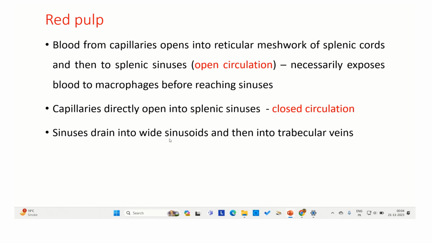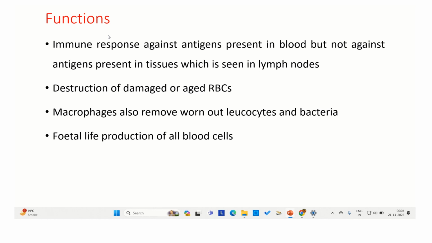Sinuses drain into wide sinusoids and then into trabecular veins. Functions: immune response against antigens present in blood, but not against antigens present in tissues, which is seen in lymph nodes. Destruction of damaged or aged RBCs. Macrophages also remove worn out leukocytes and bacteria. And in fetal life, production of all blood cells.